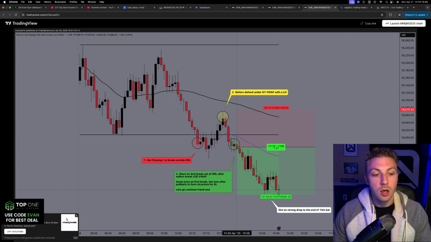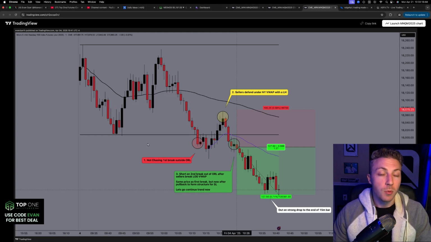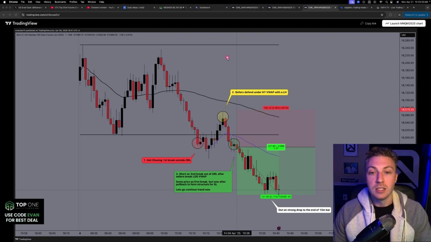So I do not want to chase that. But then we get a pullback, similar to the markup we went over at the very beginning of this video. Sellers defend this New York VWAP, and now we're getting the second break outside the opening range low in this green circle here. And sellers are back in. We're off the key level. Now my New York VWAP up here is starting to slope down. Sellers have it. Sellers are in control. Let's go continue this trend to the downside.